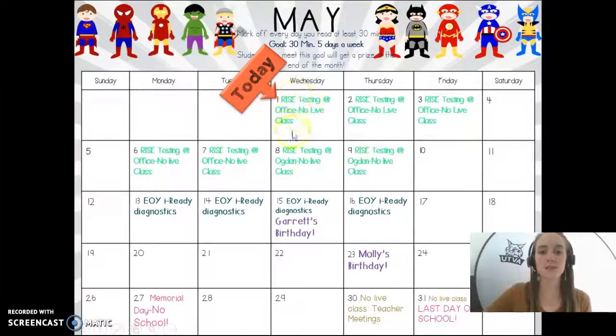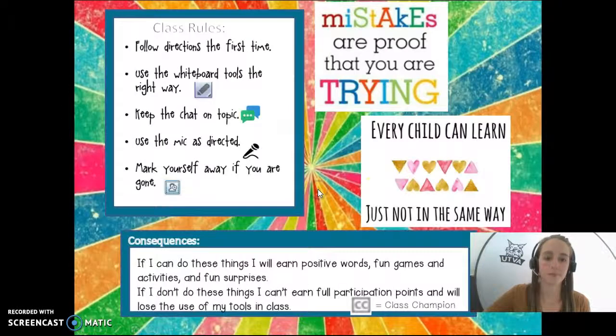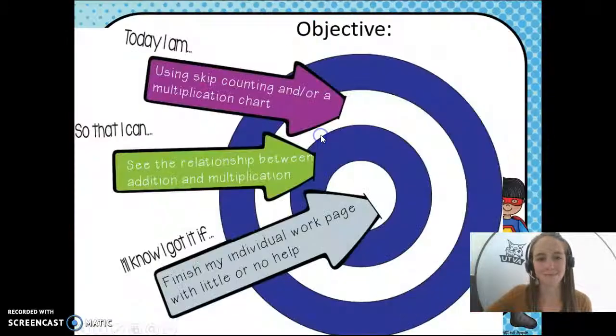It is Wednesday, May 1st. We are in the last month of school. I can hardly believe it. We do not have live class Wednesday, Thursday, or Friday because of RISE testing. Then the same with Monday through Thursday. There will be no live classes. Here are our class rules, but we don't need to read them because it's not live class today.